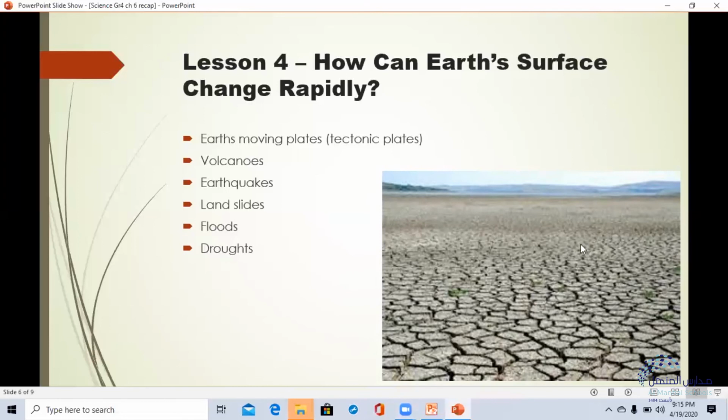So how Earth's surface can change rapidly is through Earth's moving plates, volcanoes, earthquakes, landslides, floods, and droughts.